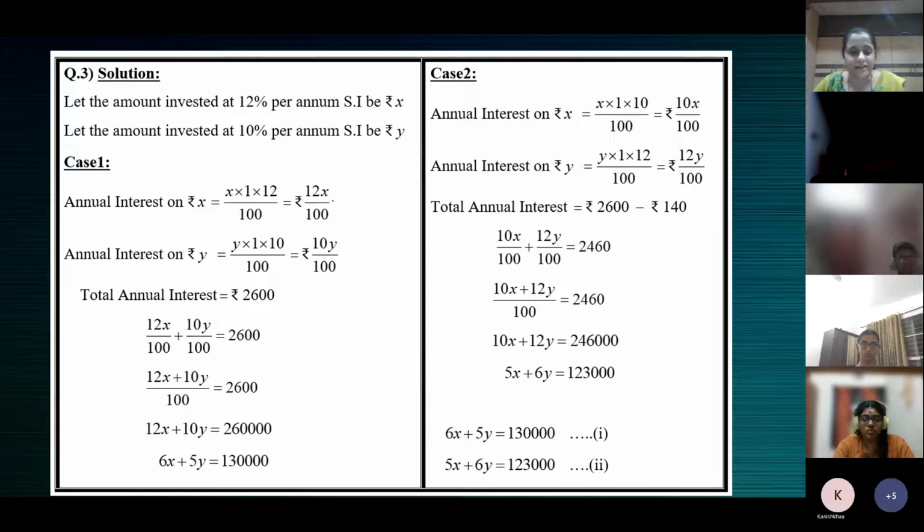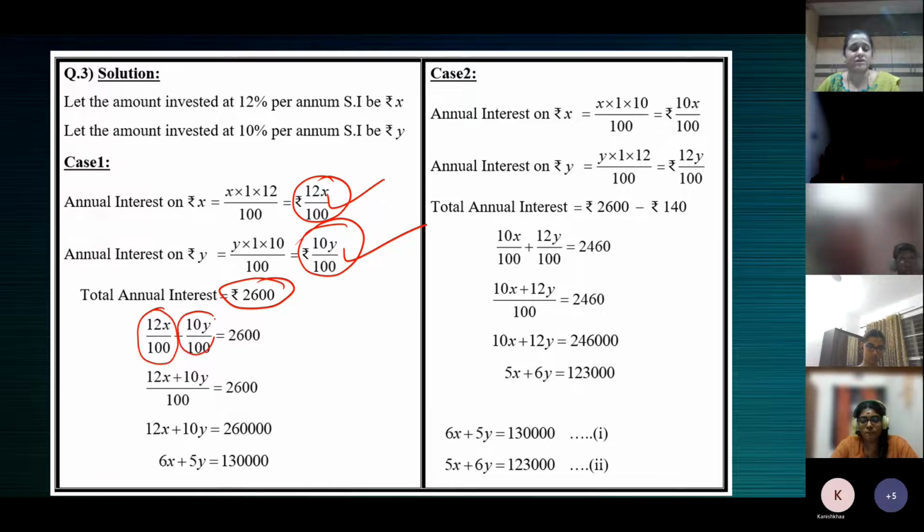So this is the interest on rupees X. We have used the formula PTR by 100, children, to find the interest on X rupees and Y rupees. The interest on X rupees is this one. The interest on Y rupees is this one. What's the total interest? 2,600. That means this interest plus this interest is equal to 2,600. See, 12x by 100 plus 10y by 100 is equal to 2,600, the total interest.